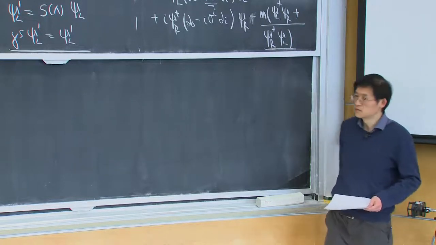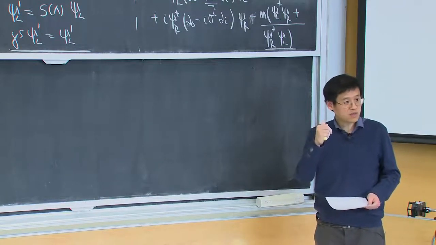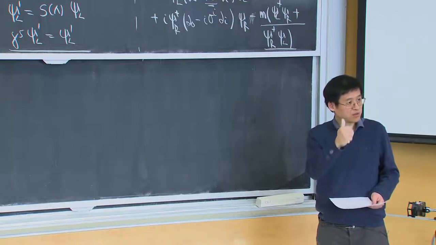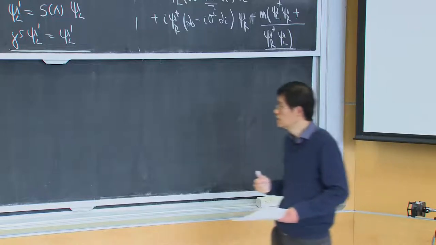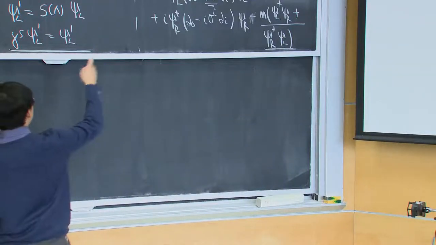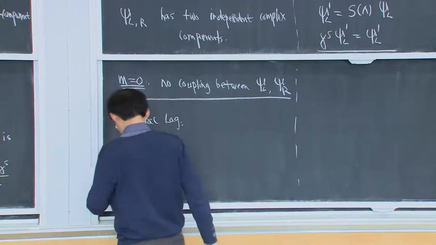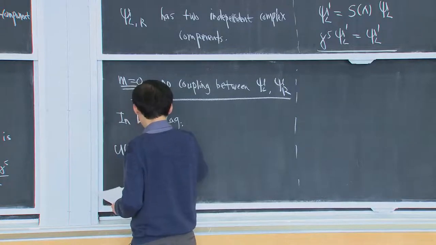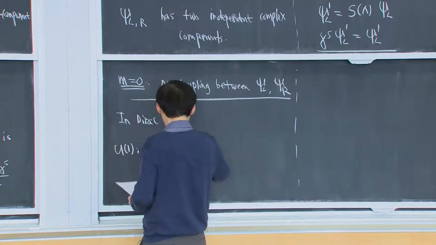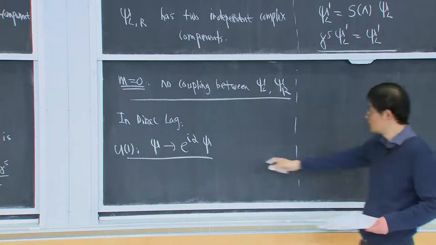So here something profound happens, because when m equal to zero, when you don't have coupling between psi L and psi R, you actually get an extra symmetry. In the Dirac Lagrangian, as we discussed earlier, we have a U(1) symmetry: psi goes to exponential i alpha psi. This Dirac Lagrangian is invariant under that because psi is complex.